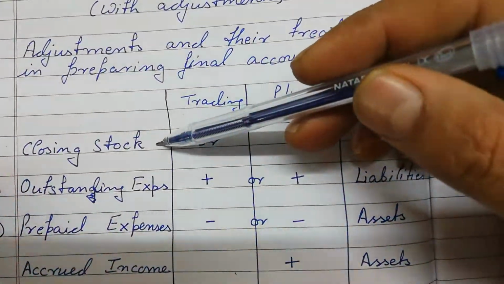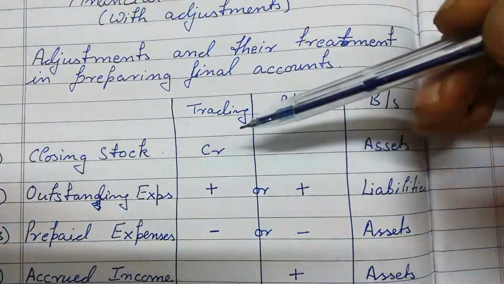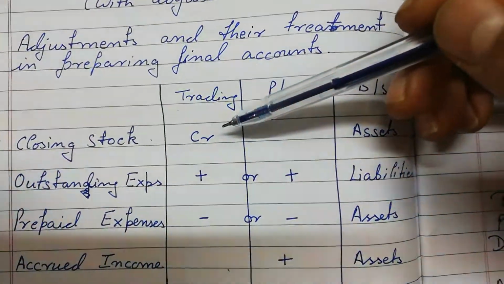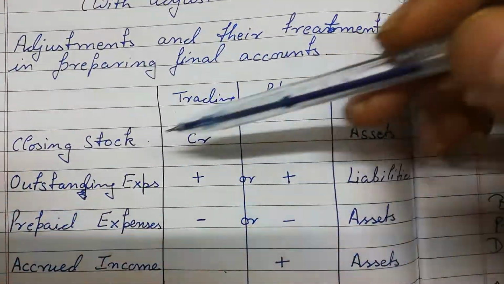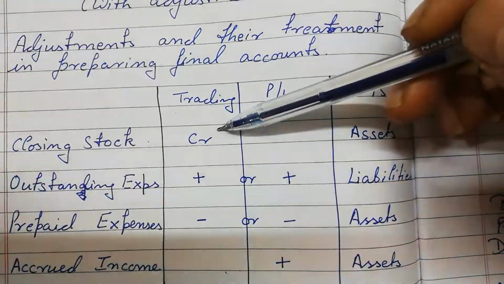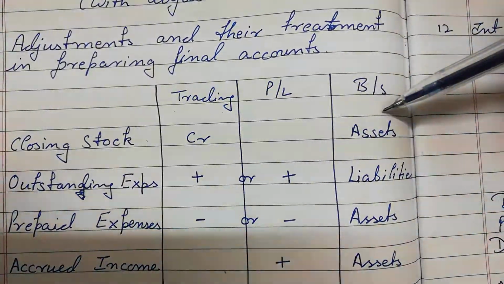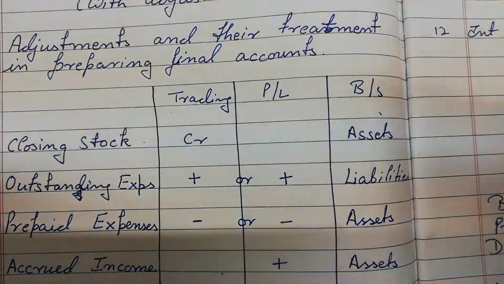Like closing stock, you know, in the previous chapter it is shown outside the trial balance and it comes as credit to the trading account and as an asset to the balance sheet. Okay?